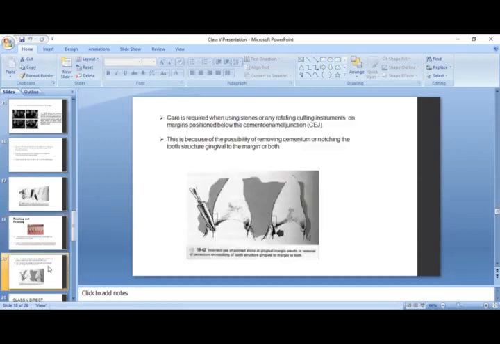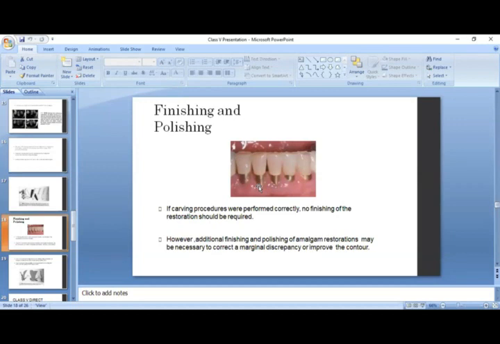Okay. Now, care is required when using the stone or any rotary cutting instrument on the margins, position below and in manufacture. This is because of the possibility of removing cementum and notching the tooth structure in general margin. This is something very important because that class 5 region you can see is very close to the gingival area. So any instrumentation in that area is very critical.